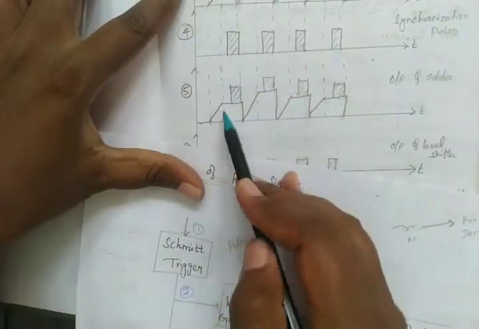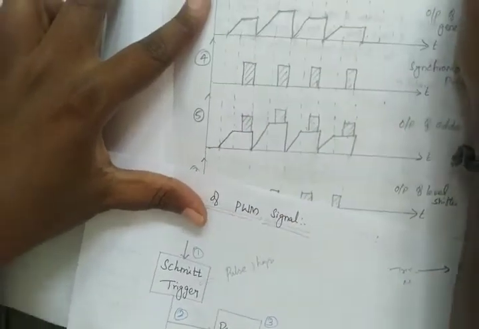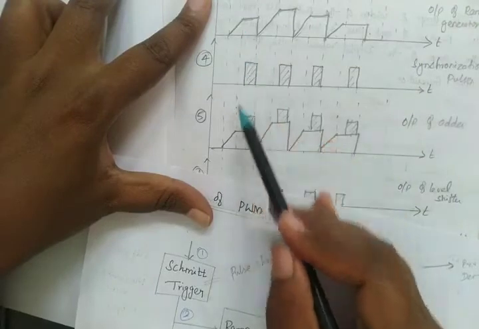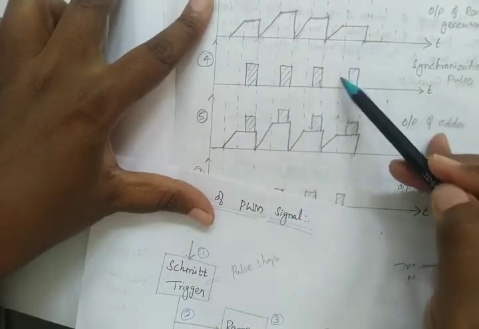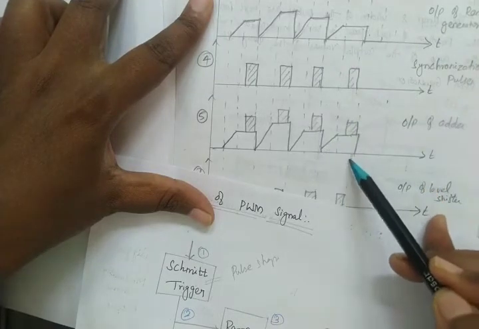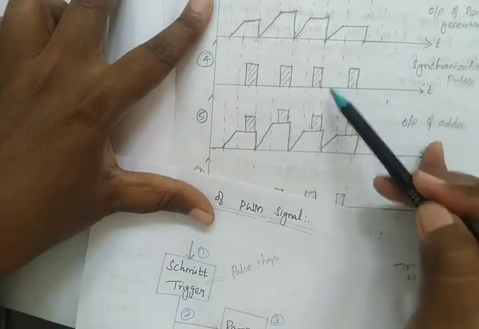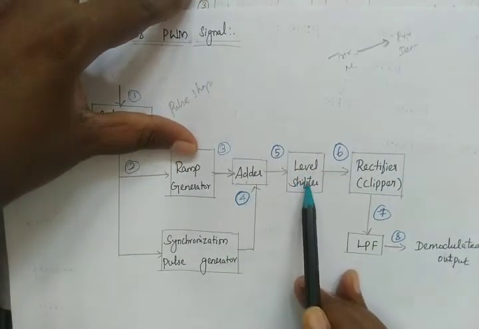See, this is our ramp output. Is it visible? Yeah. This is our ramp output. This is our synchronization pulses. So these two signals are added here. This is the output of the adder. These two signals are added here. Now the adder output is given to the level shifter.